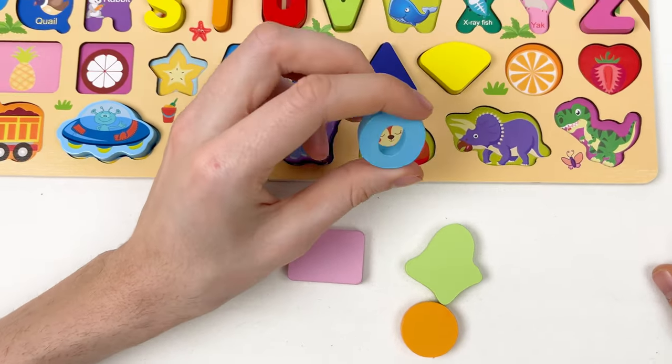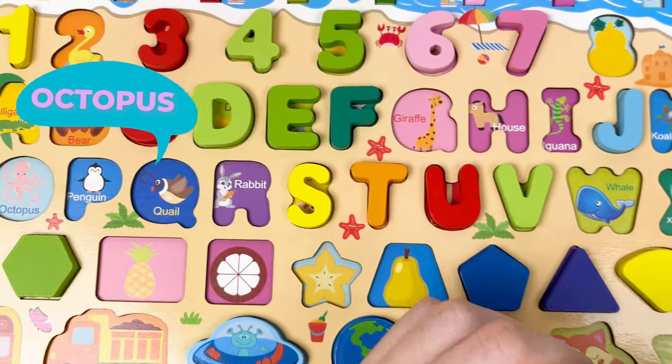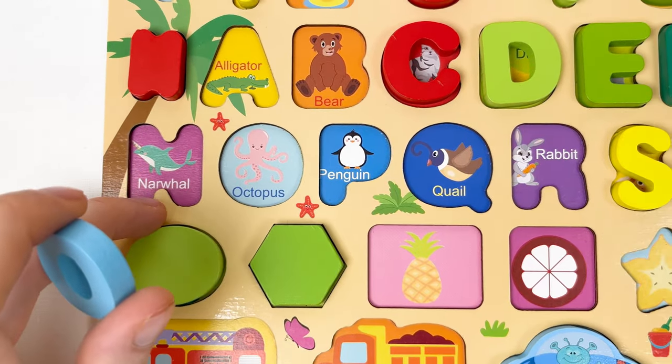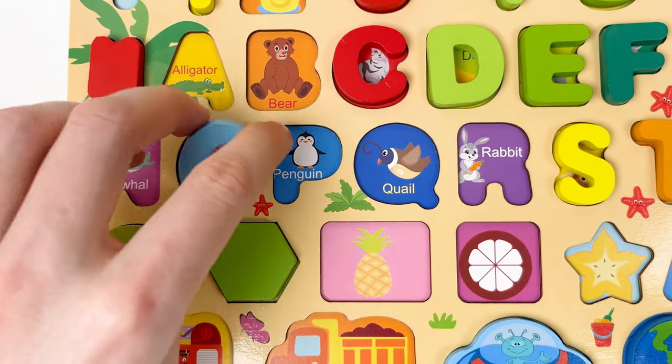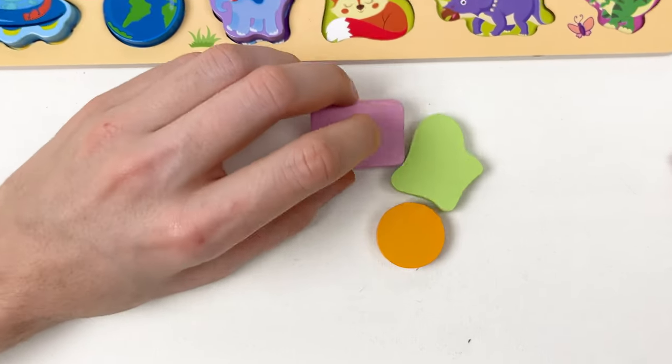And the next letter that we have is O. So we need to find the octopus. O. So it goes right after the N. O. Here. Great. And let's go through the shapes.